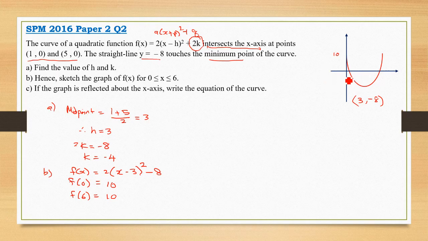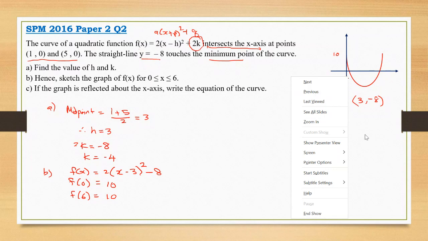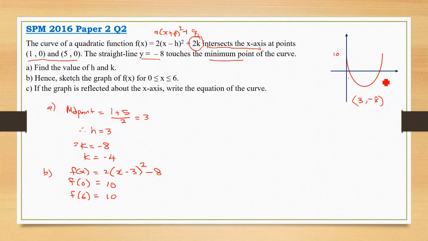So roughly the shape of your graph here, you can include the point 1 here and the point 5 here. You can put in the points and draw the graph. A rough sketch is enough because the word is sketch. So the important points are your minimum point, the 2 intercepts given, and the 2 values that you have found for 0 and 6. Put them in and sketch the graph.